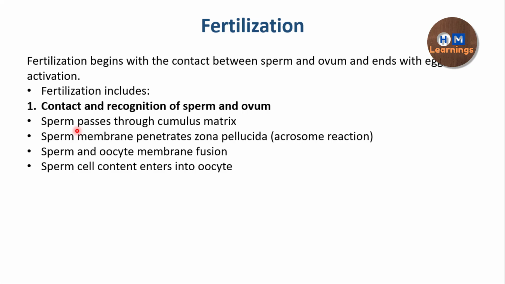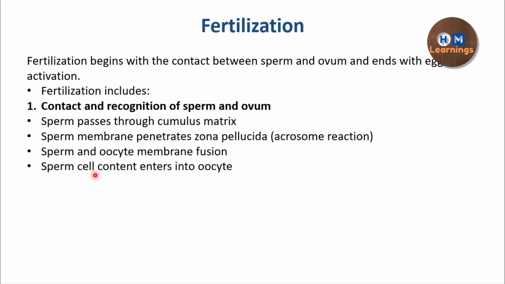If you remember the video on the structure of the ovum, we talked about the different layers surrounding the oocyte. The sperm first has to pass through these layers to finally reach the oocyte membrane. It will pass through the cumulus matrix, and penetrate the zona pellucida via the acrosome reaction. Then membrane fusion happens between the sperm and oocyte, and the sperm cell content enters the oocyte. The very important point to remember here is that the sperm membrane will not enter inside the oocyte; only the content of the sperm enters the oocyte.